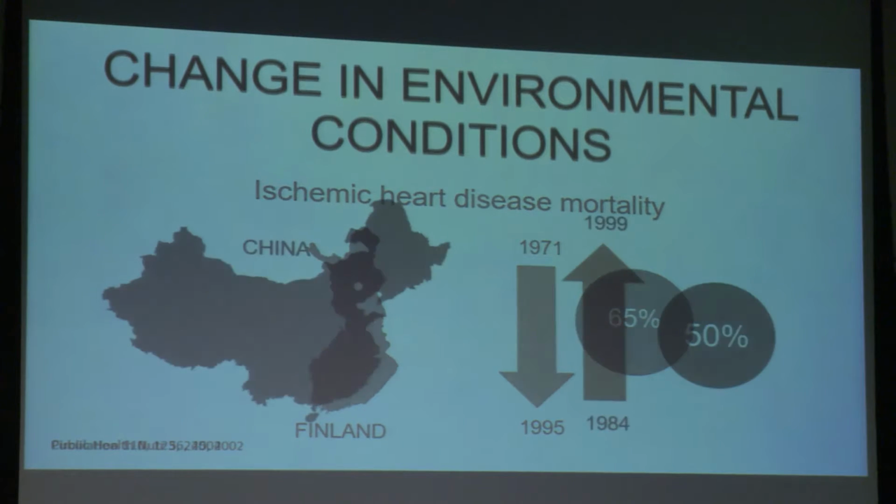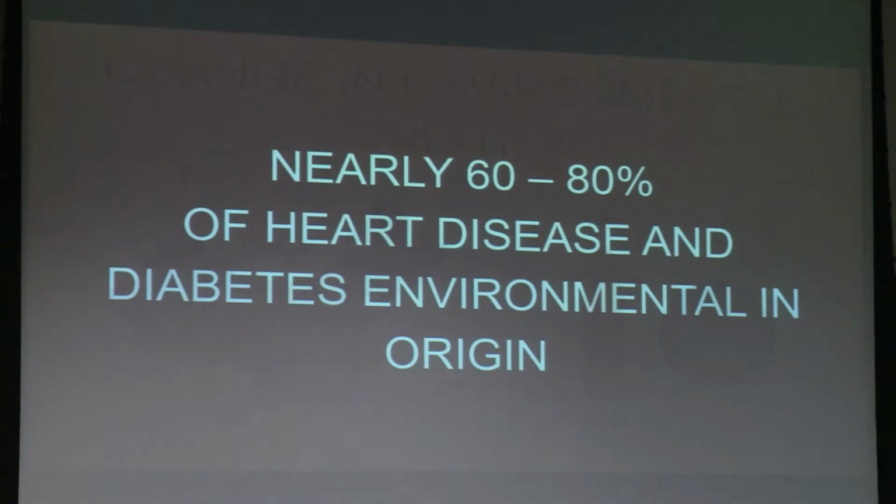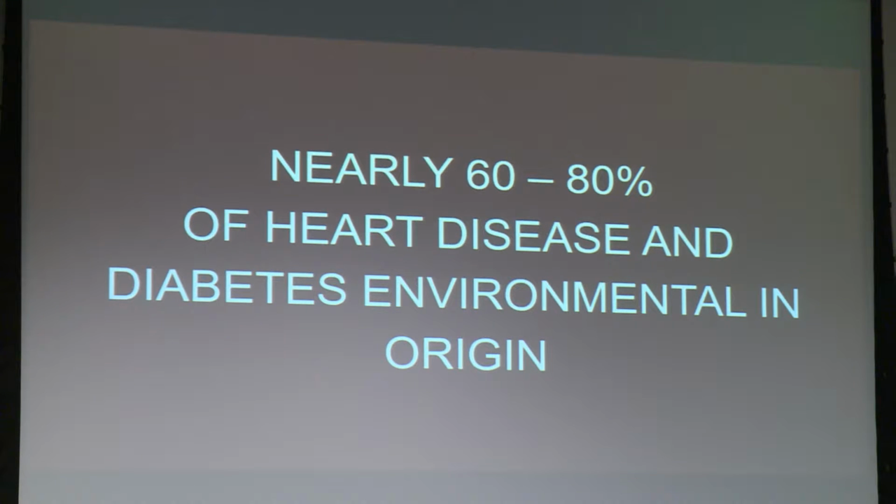The reverse example comes from China, which shows that from 1984 to 1999, there was a 50% increase in the incidence of heart disease, and that was accompanied by a change in the lifestyle of people in China, adaptation to westernization and Western food and Western diet, as well as fast foods. So you could see that the incidence of the disease can vary widely depending upon what the environmental conditions are. As a result, we could now conclude with some certainty that about 60 to 80% of the risk of heart disease and diabetes could be attributed to environmental causes.